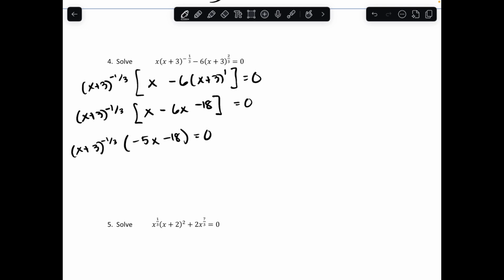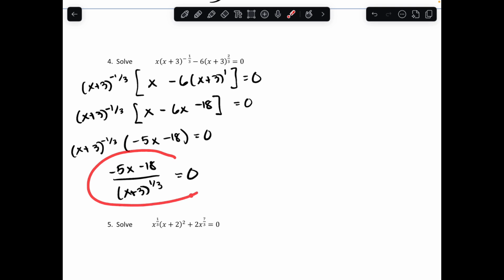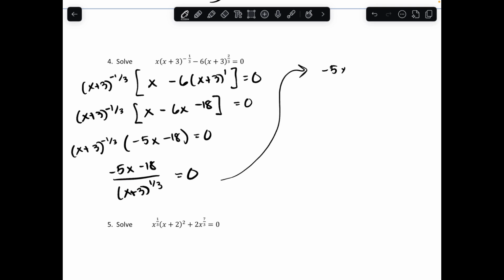Now from here we can use the zero product property, or we can continue on like we did last time, and so I'm going to do that. So this left side is going to become negative 5x minus 18 divided by x plus 3 to the positive 1/3 power, and then that's going to be equal to 0. Now again, the same logic, I have a fraction equal to 0. This implies that my numerator has to be equal to 0. And so we can say negative 5x minus 18 has to be equal to 0.